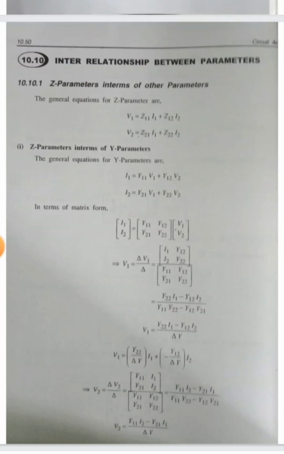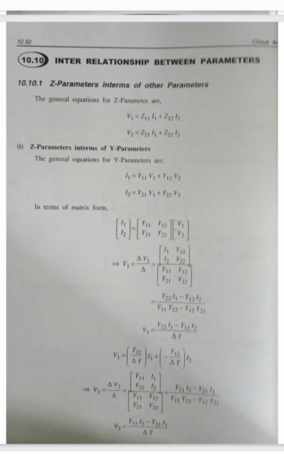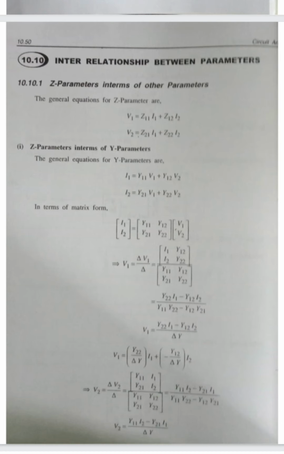So next we can see the z parameters in terms of other parameters. First of all, you want to write the general equation of the z parameter. So what is the z parameter equation? v1 equal to z11 I1 plus z12 I2, v2 is equal to z21 I1 plus z22 I2. So first of all, write the z parameter equation.